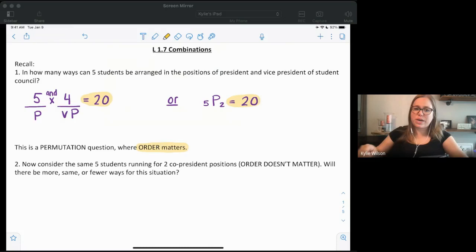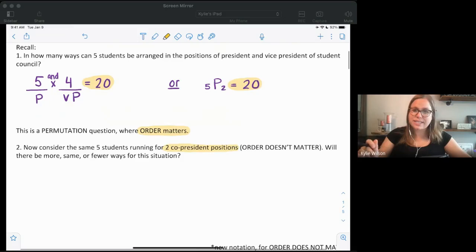Now let's consider the same 5 students, but this time they're running for 2 co-president positions. In this case, order doesn't matter. It doesn't matter if I have student A and student B as co-presidents, or if I have student B and student A as co-presidents. Those are the same thing, right? The order in which they're chosen does not matter. They are just both co-presidents. So we want to try this and see if we can determine how many ways that this can happen.